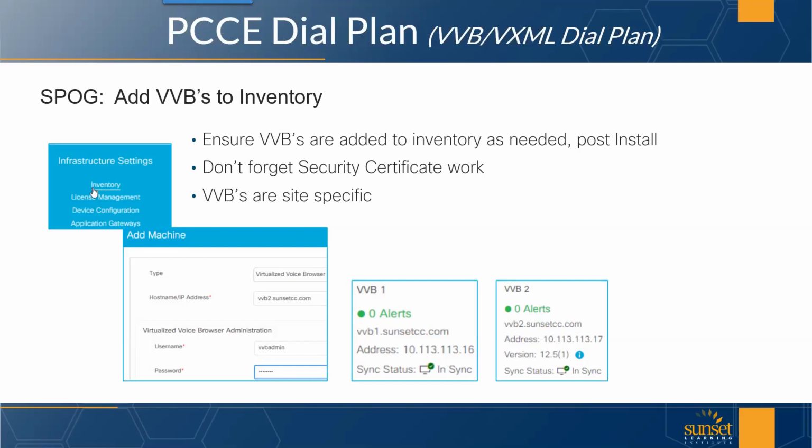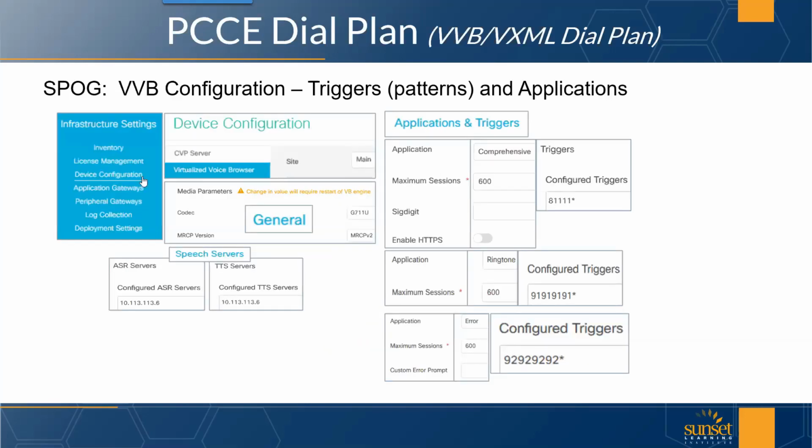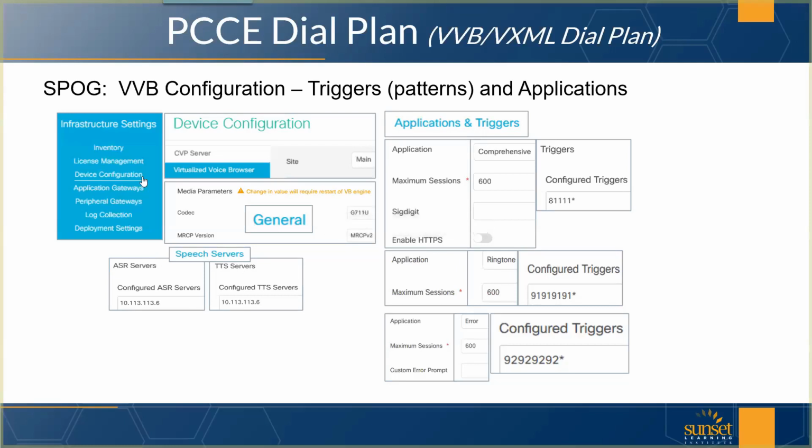You won't be able to add the machine successfully unless you've done certificate work previously, which is a whole other topic. But nonetheless, we do need to add these VVBs in our SPOG. Under device configuration is now where we're going to define our patterns and applications for our virtual voice browser. Notice that as well as those patterns, there are some additional things that we can add here. For instance, connectivity to maybe speech recognition or text to speech, should we be using it.